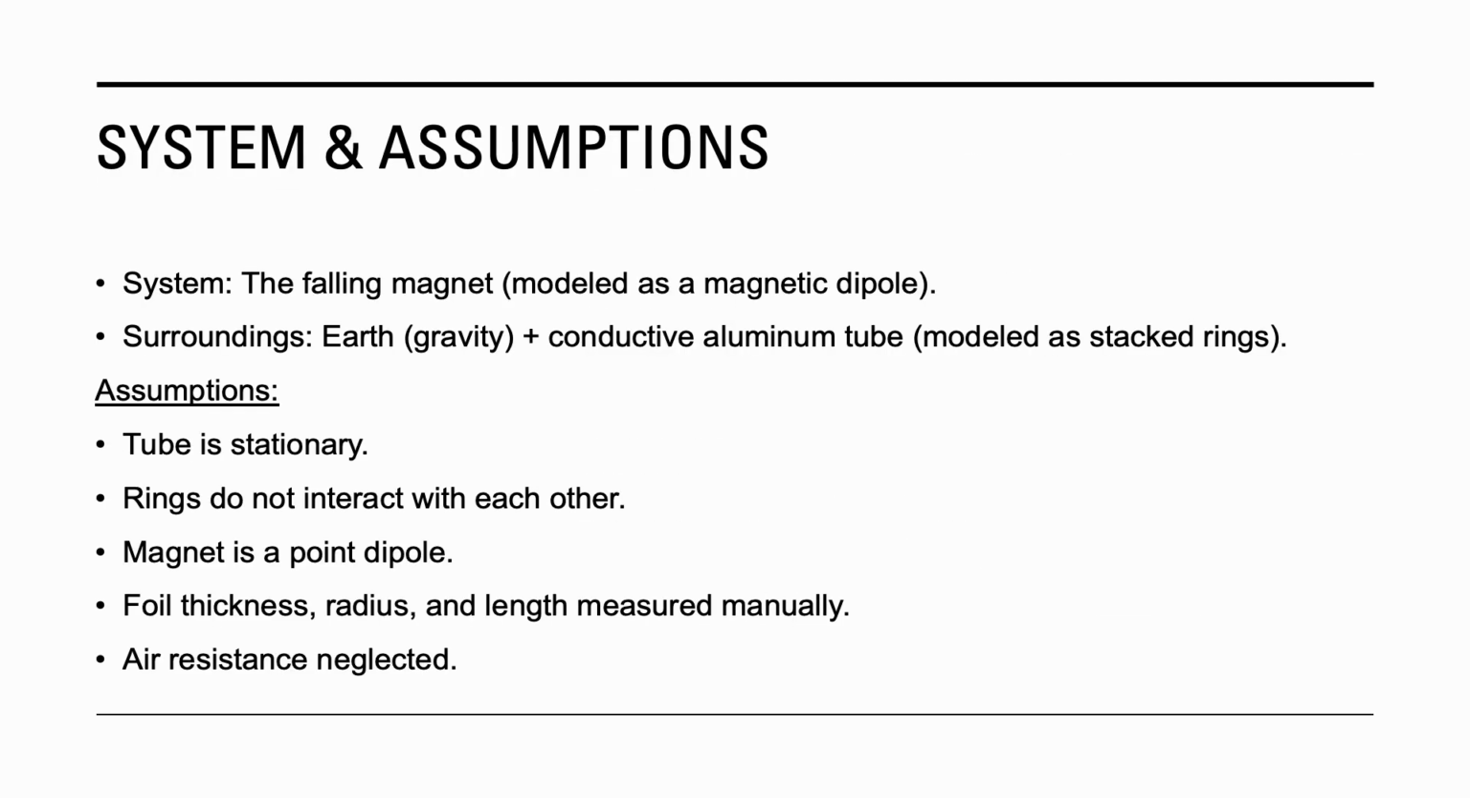In the model, the system is the falling bar magnet. The surroundings consist of Earth, which provides gravity, and the conductive tube, which we represent as a stack of independent current loops. We assume the tube is fixed, the rings do not interact with each other, the magnet behaves like a point dipole, and air resistance is negligible. These simplifications allow us to use a computational solution that still captures the main physics.